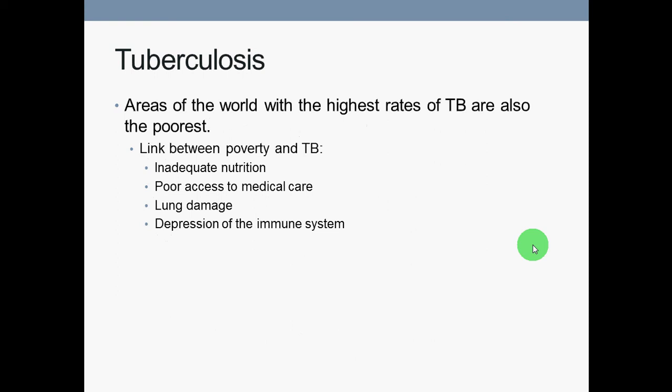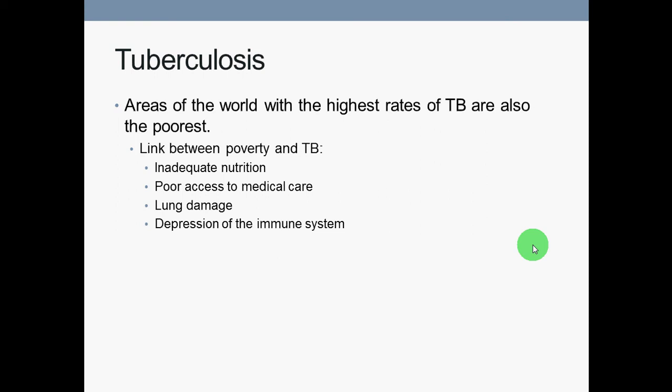There are areas of the world, as we mentioned before, a third of the population of the world we think are infected with TB. Well, you can compare these areas of the world that have the most TB to the areas of the world that are also the poorest. We definitely can see a link between TB and poverty.